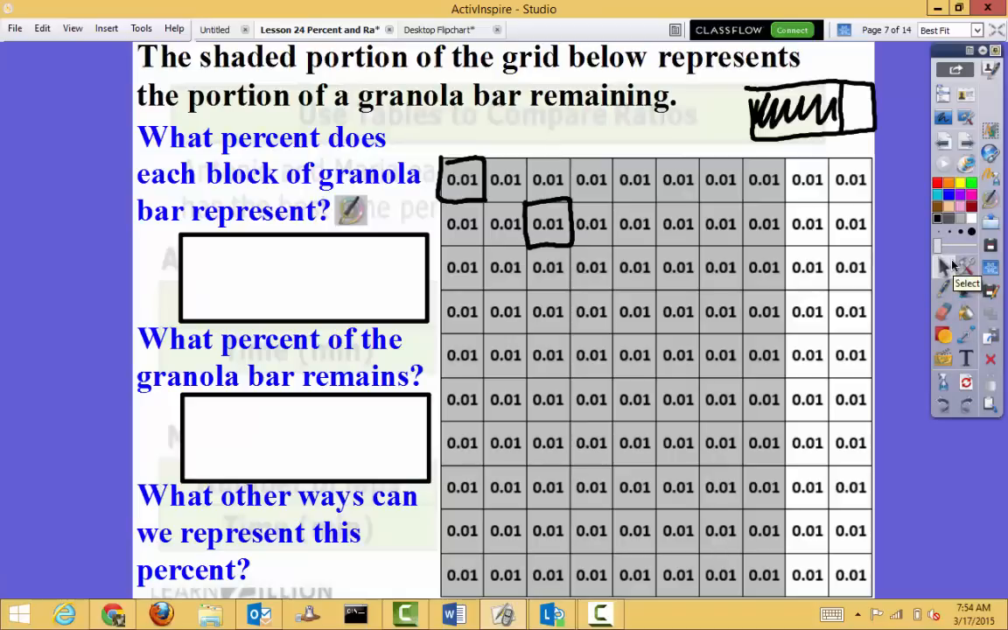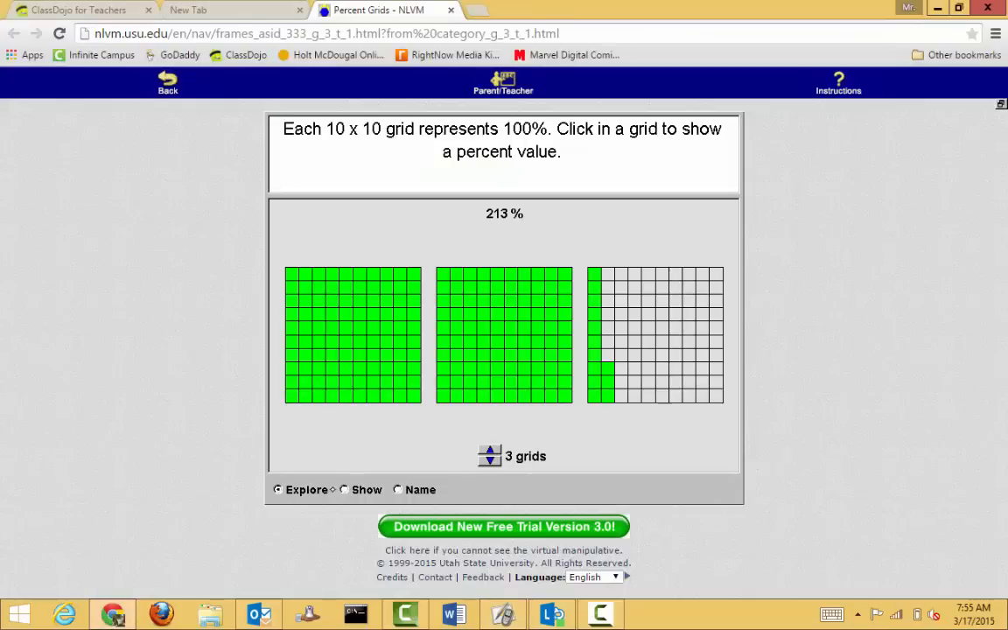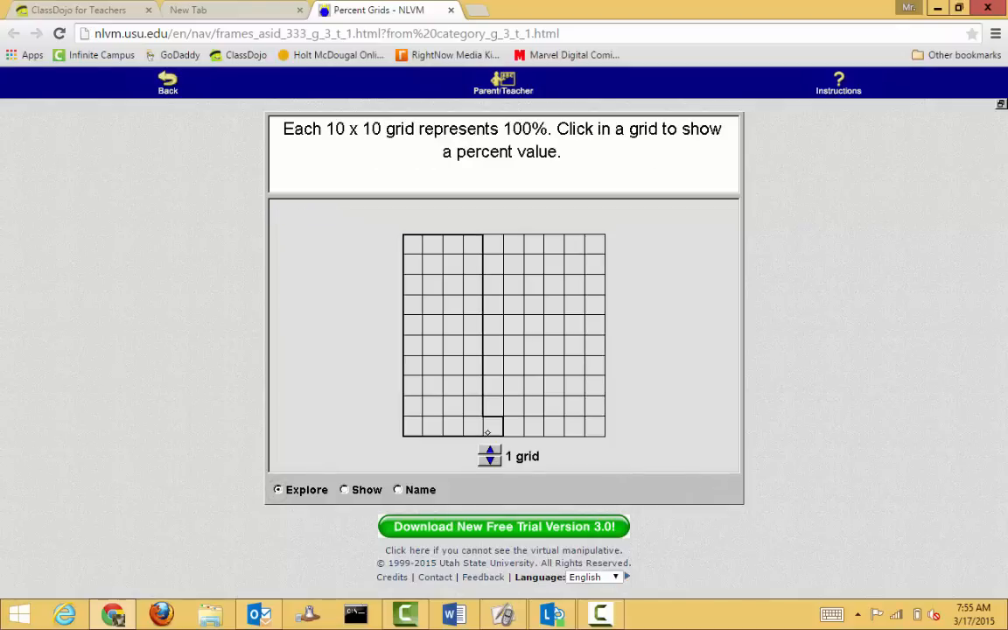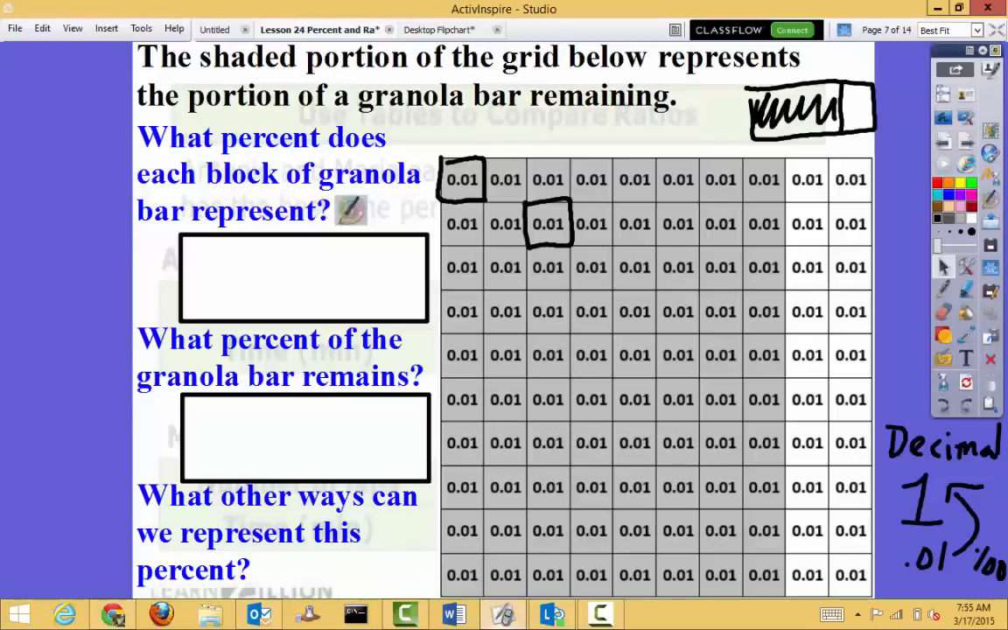So what percent does each block represent? Well, this is what we used when we were working back with decimals. Remember, with my decimals, each tiny part, we're working up towards one whole. So each tiny part is 0.01, and there's 100 of them required to make a whole. If I look back on my chart, I have it filled all the way up to here. So that's going to be 80%. I can also count 1, 2, 3, 4, all the way up to 80. But each block is 1%.